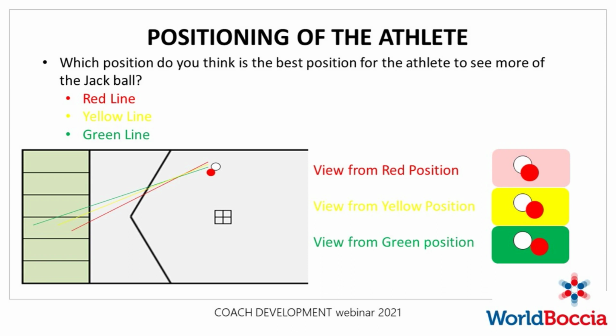And the other thing I want you to think about is, in this situation, if we're looking at opening up the jack as the blue player, what position is going to help us to do this? And also, what are the key elements in doing this? So I'll leave you for maybe 30 seconds to a minute for anyone that wants to throw an answer into the box. So we've got green, we've got yellow, and we've got red. Which position out of those three do you think is in the best position to see more of the jack ball?